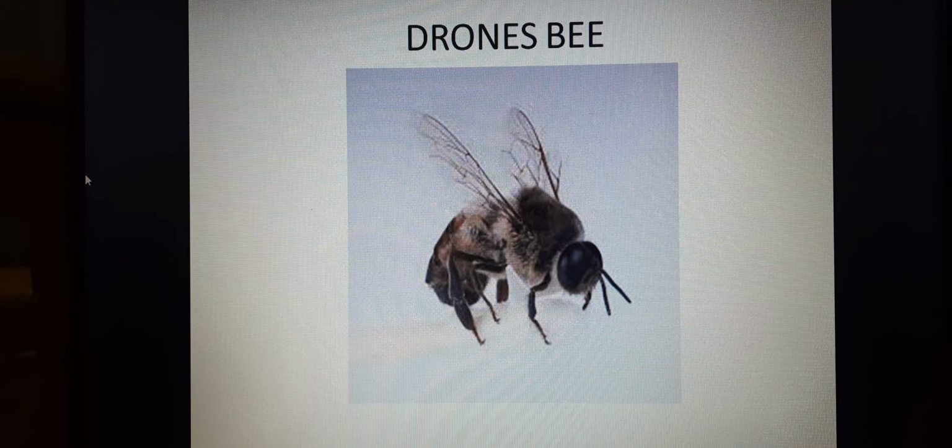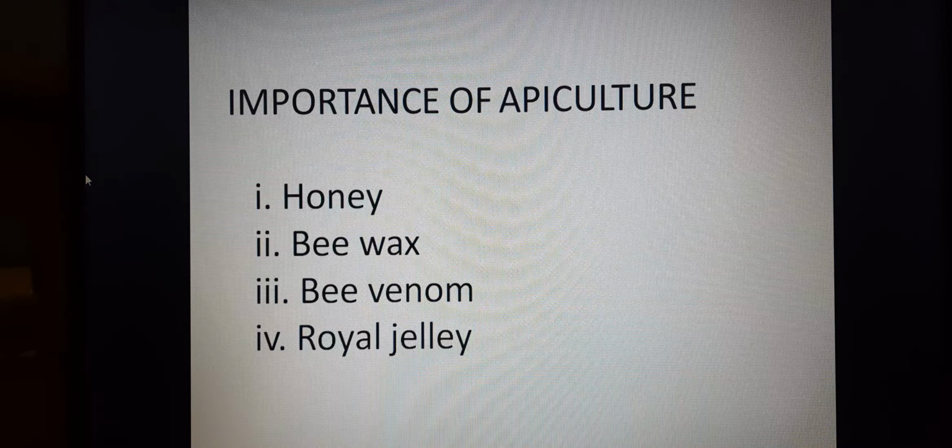This is the drone bee. The drone bee is the male. They used to protect their hives. They stay in the hives and protect the whole hive.